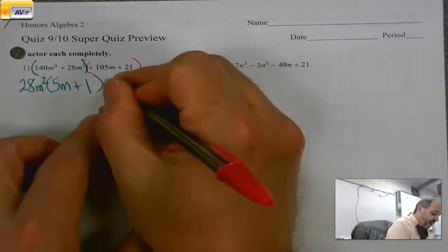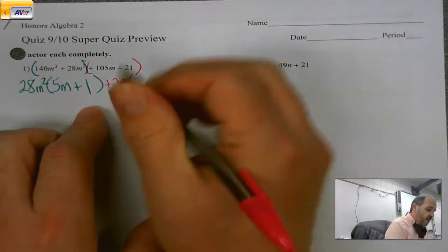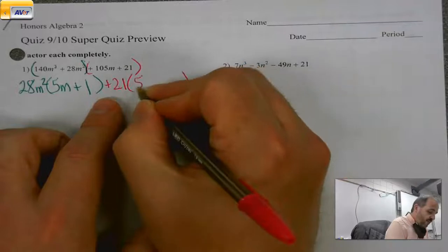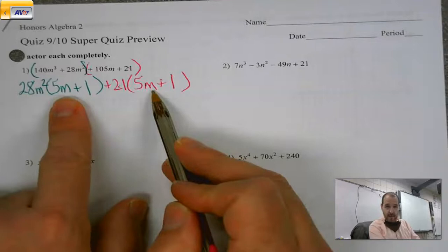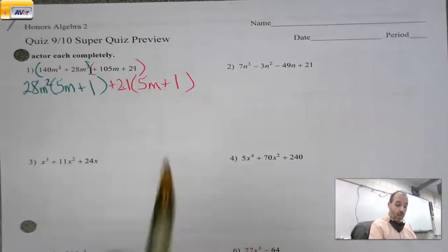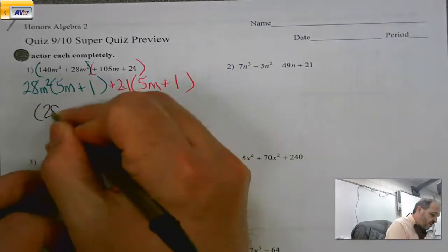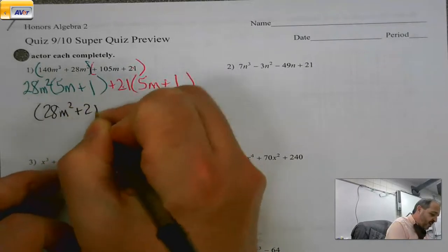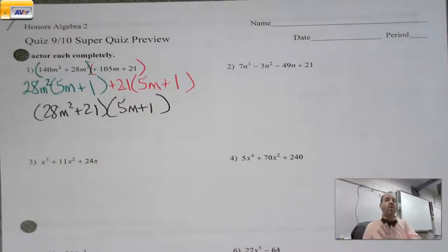Biggest common factor. 105 divided by 21, 5. 21 divided by 21, 1. And that's the key. If those are the same, we're golden. So to write my final answer, because don't just leave it like this, take your greatest common factors, take your common set of factors, and normally, 9 times out of 10, you're done at this point. You're like, why aren't we done on this one?